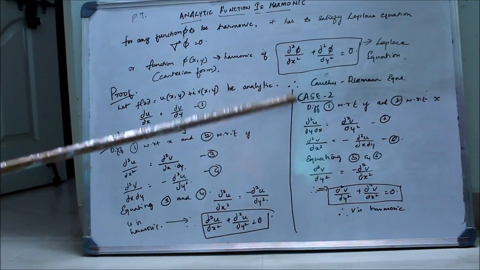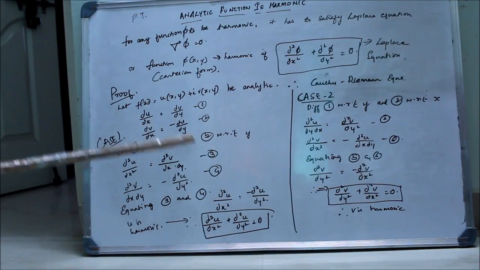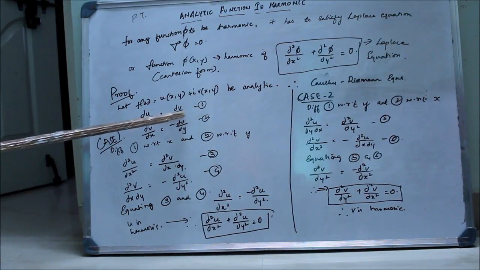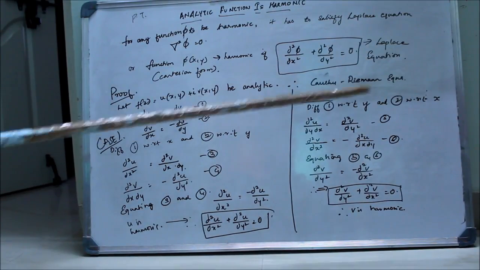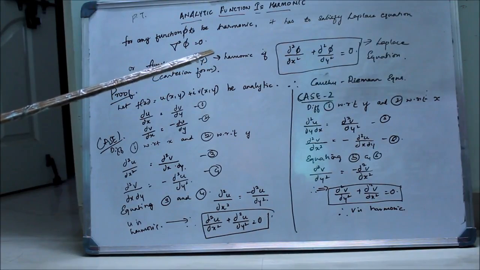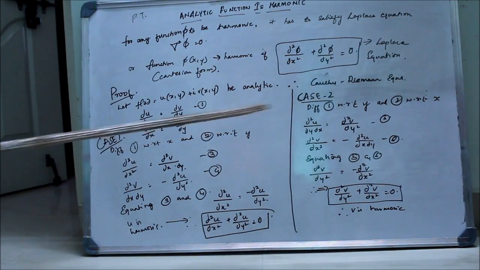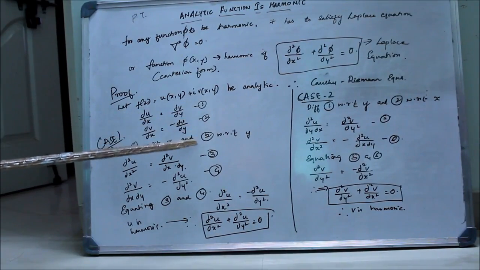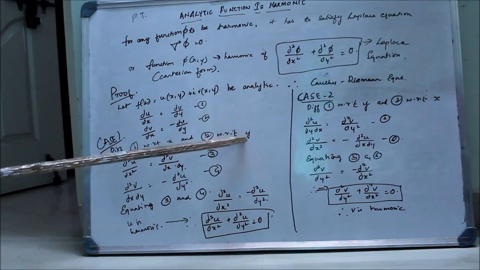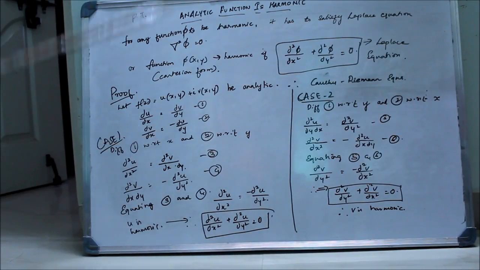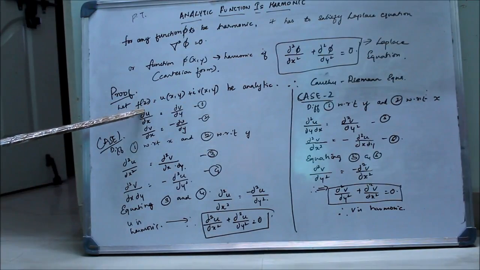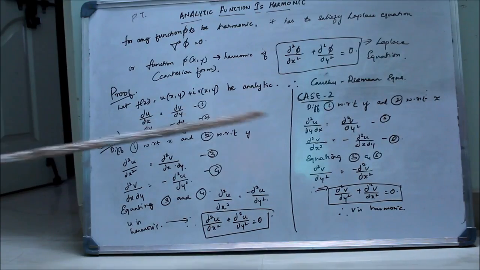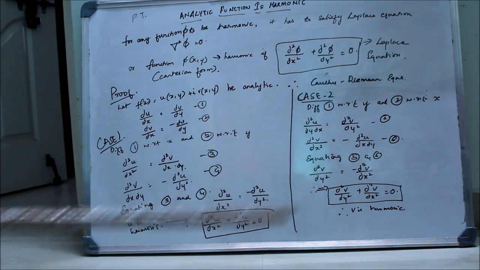So we come to case 2. In case 1 we had differentiated 1 with respect to x; now in case 2 we differentiate 1 with respect to y and 2 with respect to x. We do the inverse of both. In case 1 we had differentiated 2 with respect to y, and in case 2 we differentiate 2 with respect to x. So when differentiating, you get del square u by del y into del x is equal to del square v by del y square. That we have written here, and we have called it equation number 5.